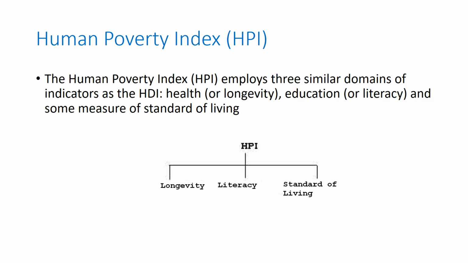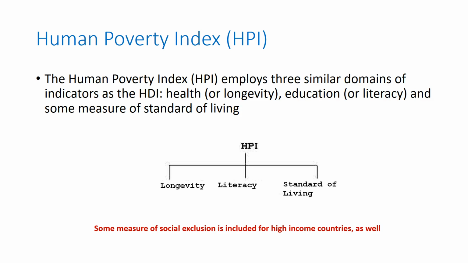Based upon the experiences using the HDI, which have proven to be quite valuable, the Human Poverty Index was developed. The HPI is very similar to the HDI, but focuses on poverty. Now remember, poverty is not just about income, it's about access to the essentials of life. So in this case, the HPI looks at very similar domains as did the HDI. It looks at health, in this case longevity, it looks at education, in this case literacy, and it looks at some measurement of a standard of living.